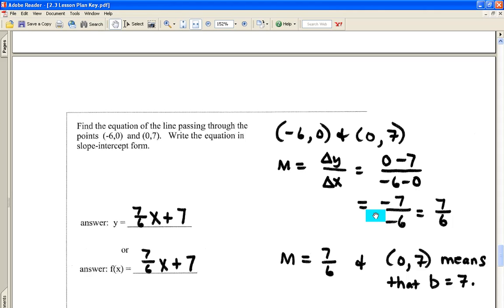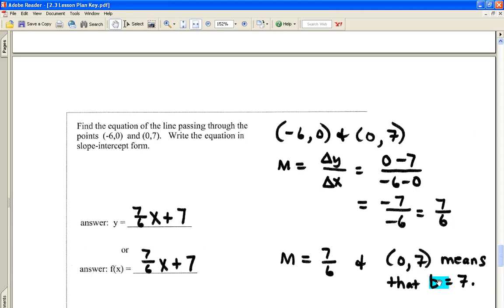That turns out to be a -7 divided by a -6. A negative divided by a negative is a positive. So by using my formula, y sub 2 minus y sub 1 divided by x sub 2 minus x sub 1, I found out that the slope was 7/6. Now, the important thing here that you need to recognize is you've already been given b. b is 7. And the reason you know that, the ordered pair 0, 7 is the y-intercept. And the reason it's the y-intercept, anytime in an ordered pair your x value is 0, it means that the number following it is b.